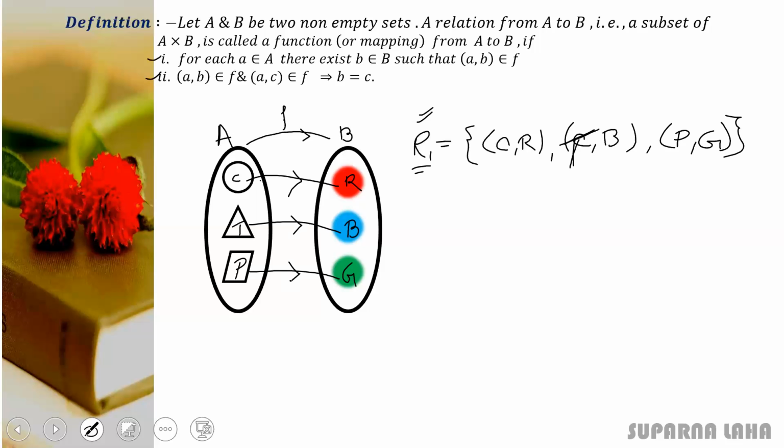Now check the definition. Every a belonging to A has an image in the set B. So C has an image, T has an image, P also has an image. So these three elements have an image. Now for (a, b) and (a, c) belonging to F, look at that. Every element C, T, P has only one image. That is, the image of C is R, the image of T is B, and the image of P is G. So we can call this a function, since it satisfies the conditions.